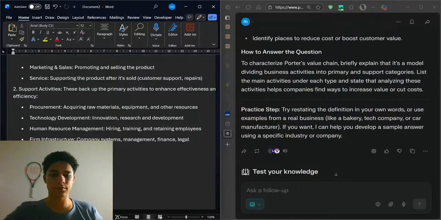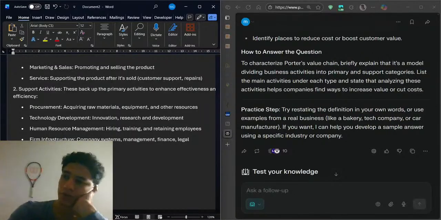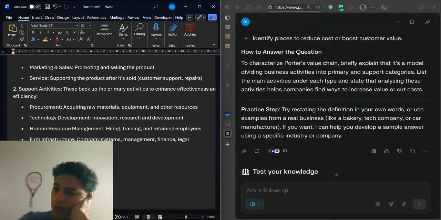Basically, it divides the business activities, or the economic activities, into two different parts. The first one is the primary activities, and the second one is the support activities. The primary activities start with inbound logistics: taking in materials, buying or acquiring materials from suppliers and storing them in a warehouse or whatever.